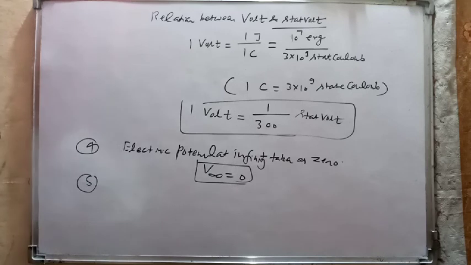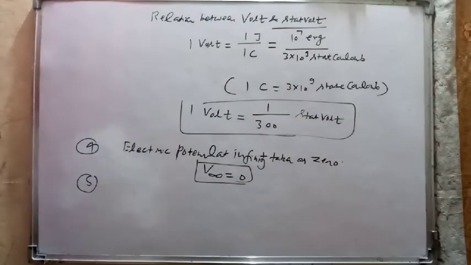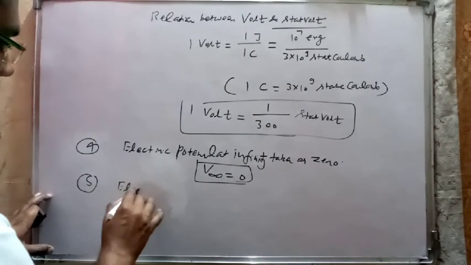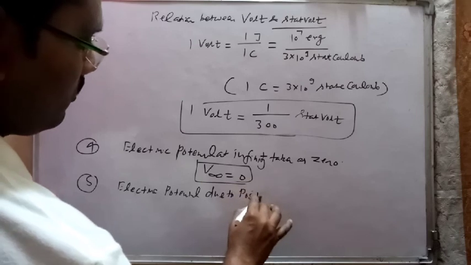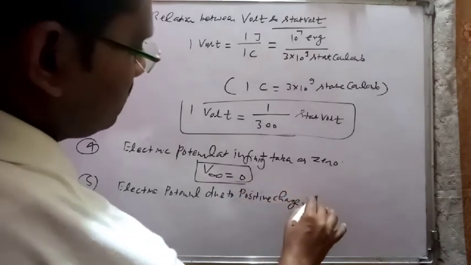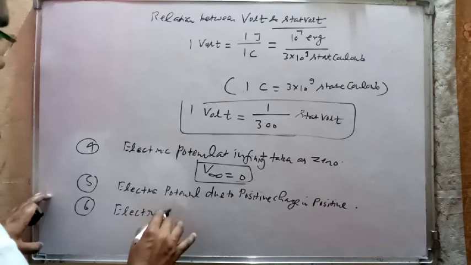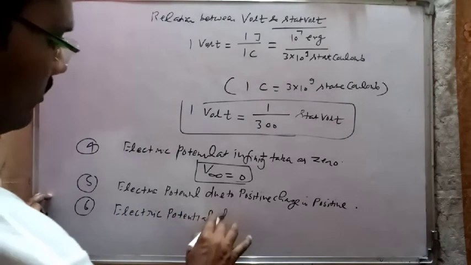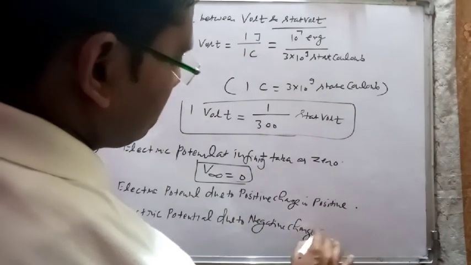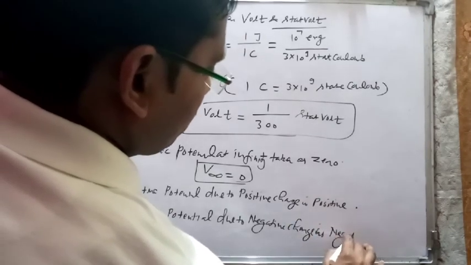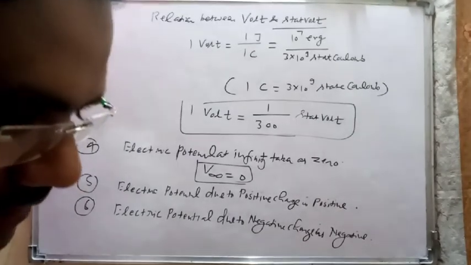Next one is the electric potential due to a positive charge is positive, and the electric potential due to a negative charge is negative. This one is the concept of electric potential.